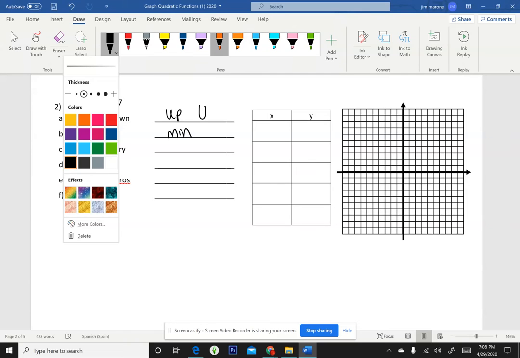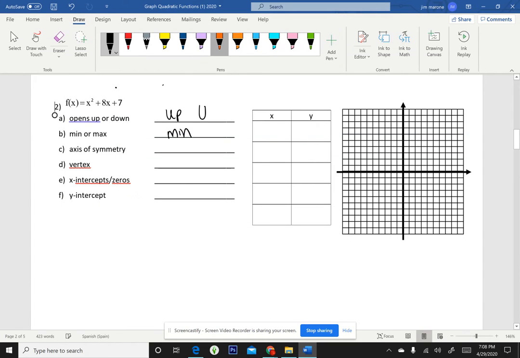Now we are going to graph some more quadratic functions. So now we're going to do x squared plus 8x plus 7. I know that a is positive 1 because it's the coefficient of x squared, b is positive 8 because it's the coefficient of x, and c is the number at the end, or the constant, which is 7. I already said that because a is positive, it opens up and it has a minimum.